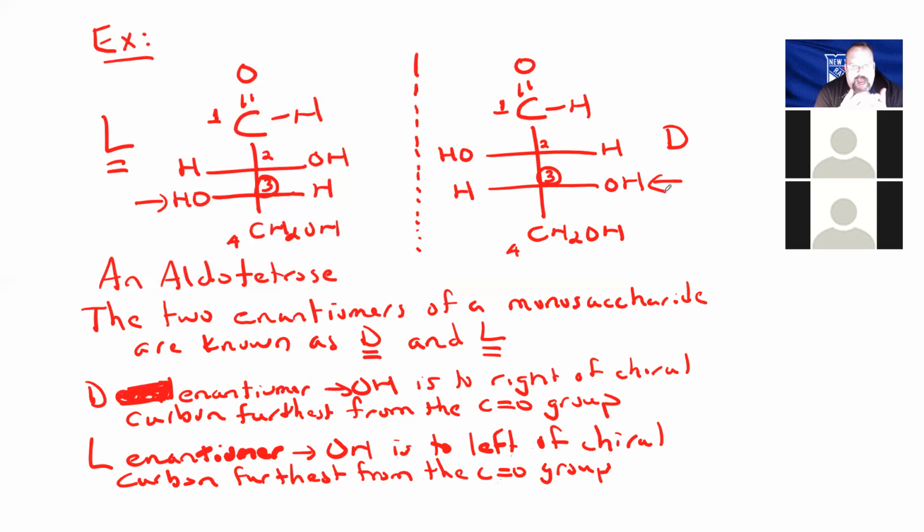So one of the things you're definitely going to have to be able to do is draw the mirror images of the monosaccharides and classify both of them as either the D version or the L version. That's something you're going to absolutely have to be able to do. Okay. All right.